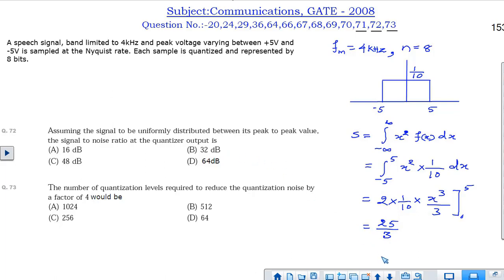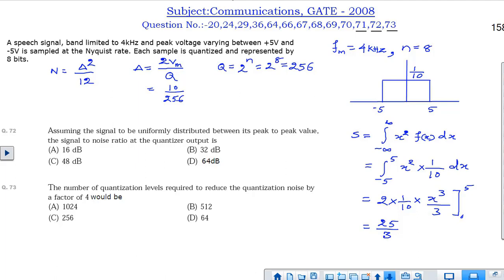The quantization noise power formula we know for uniform quantization is delta square by 12, where delta is the step size of the quantization, and the step size delta is given by 2 Vm by Q, where Vm is equal to 5 volt, that is the maximum amplitude. Q is nothing but the total number of levels. As there are n bits, the total number of levels will be 2 to the power 8, that is 256. So Q equal to 2 to the power n, which is equal to 256, and 2 Vm is simply 10 volt because 5 volt is the maximum amplitude. So 10 by 256, that is the delta, that is the step size.